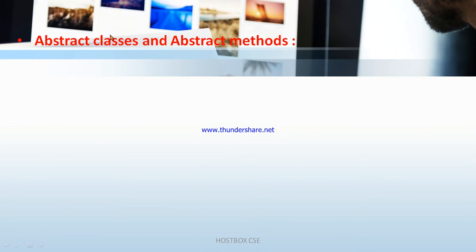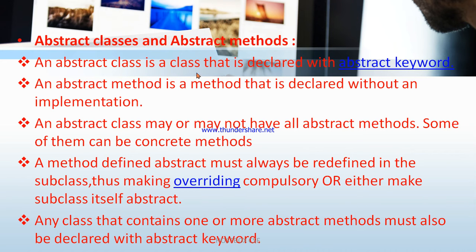And there are rules and regulations for using abstract classes and abstract methods. An abstract class is a class that is declared with the abstract keyword. Remember this, because once you understand this point, only then can you understand the program and execute it easily with the Java compiler. And an abstract method is a method that is declared without an implementation. Also, an abstract class may or may not have abstract methods. Some of them can be concrete methods also.